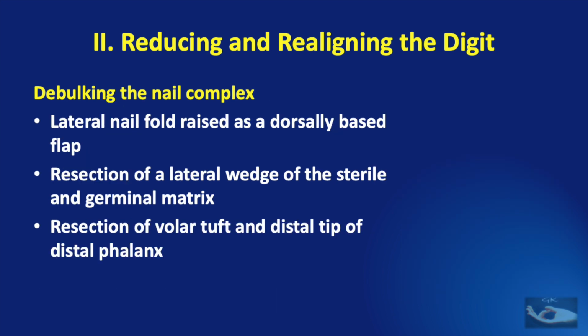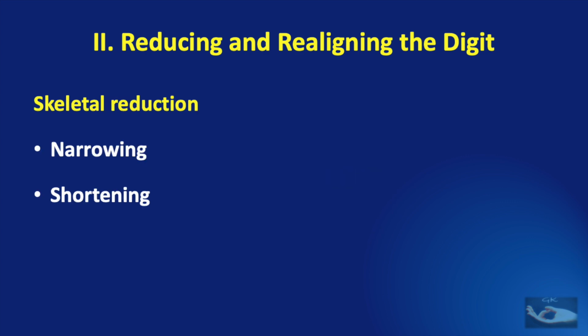For debulking the nail complex, the lateral nail fold is raised as a dorsally based flap. Resection of a lateral wedge of the sterile and germinal matrix and underlying lateral margin of the distal phalanx is done. Resection of the volar tuft and distal tip of the distal phalanx can also be done to reduce the dimension of the fingertip. After debulking the soft tissues and the nail complex, it is also important to do a skeletal reduction. This skeletal reduction must be to get narrowing and shortening of the bone.